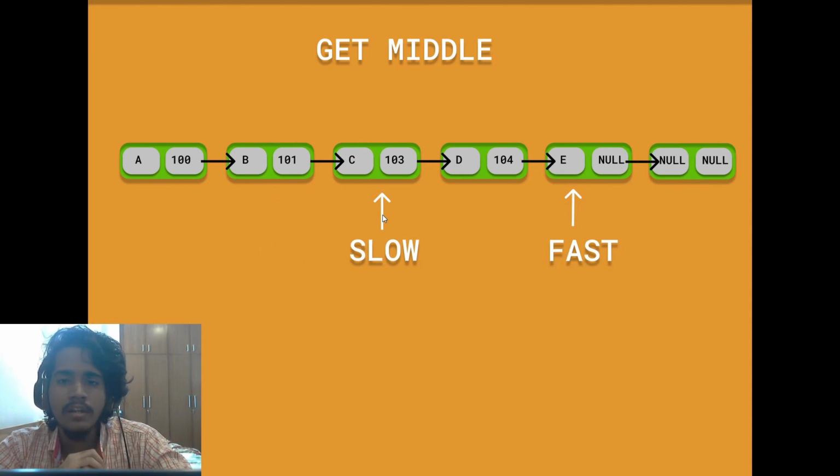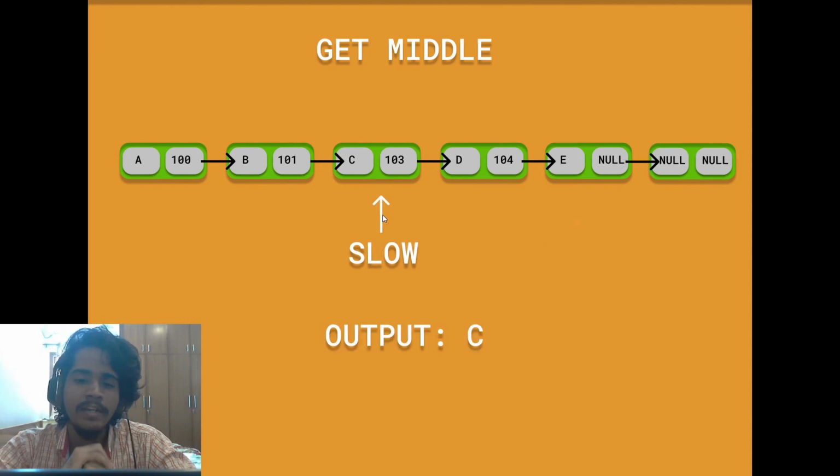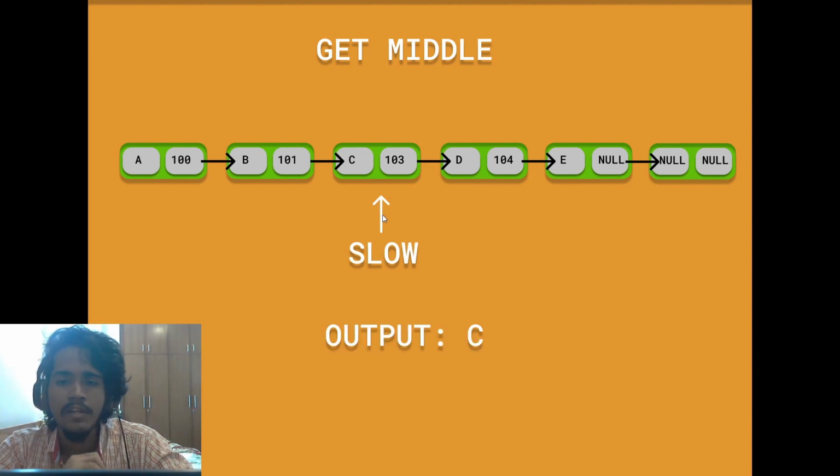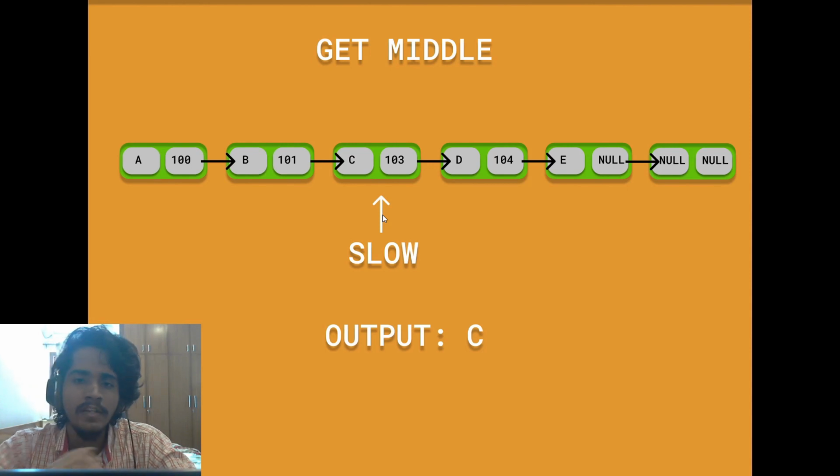As you can see, the while loop condition has been broken. Here we have E dot next value is equal to null. So that comes out of the loop, and we return the slow pointer's data value. Since slow pointer points to C, the output of this whole code is C. So this is how you get the middle value of any given linked list.